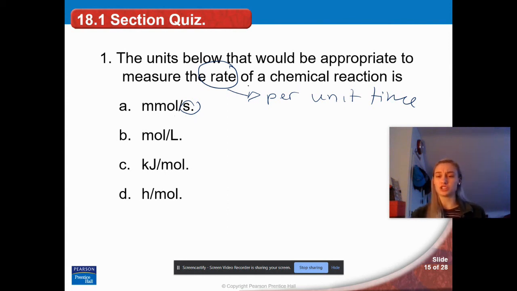But even if I didn't tell you that and you weren't sure, and I told you that rate was a measure of per unit time, you could still figure that out because we only have seconds in this first answer. And so that's our correct answer, because it's per second, because it has to be per unit time.